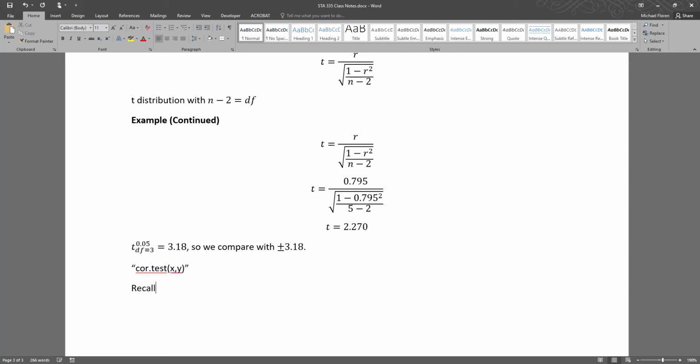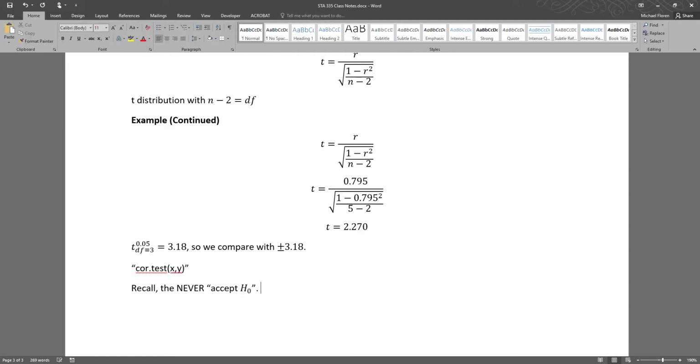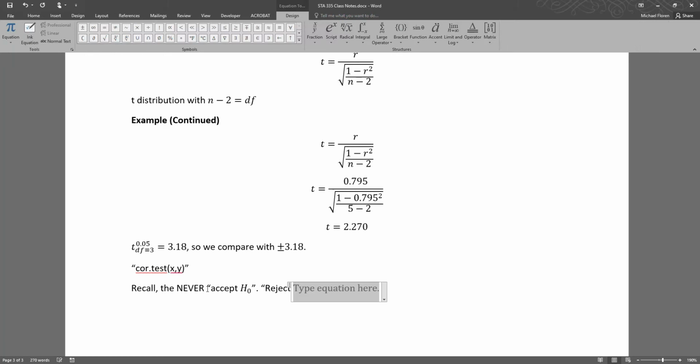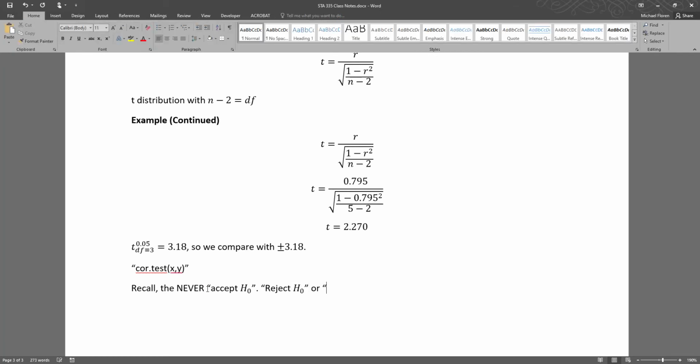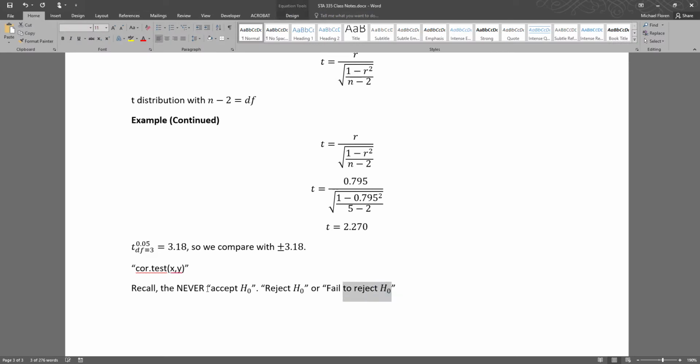Recall that we never accept the null hypothesis. Our conclusions are only reject the null, or fail to reject the null. Note that the second one, this is when we get tempted to say we accept the null hypothesis, but again, statistically, we never ever do that. All we do is fail to reject the null hypothesis.